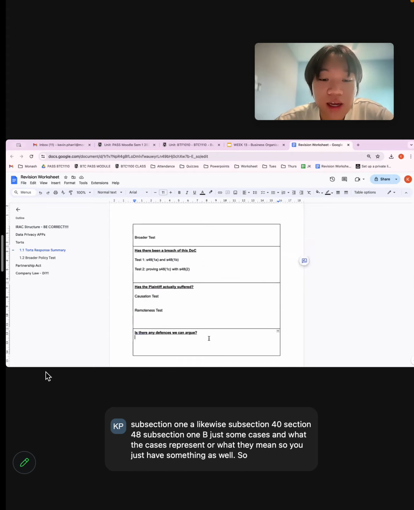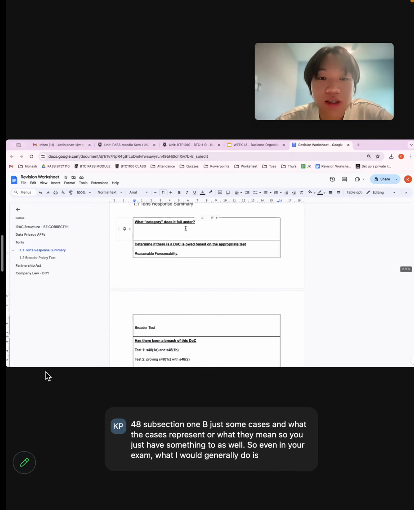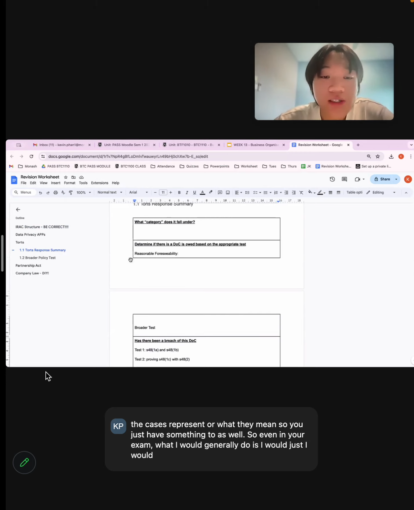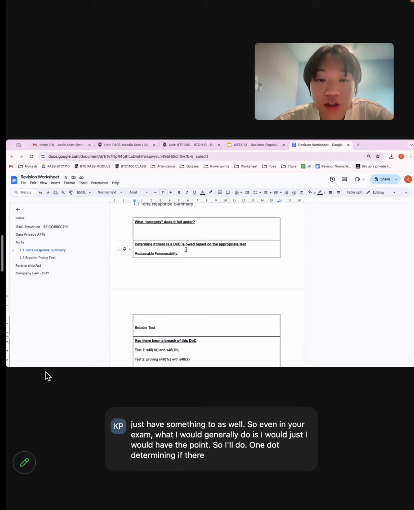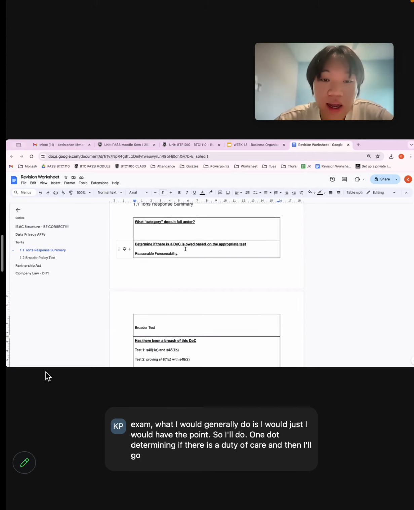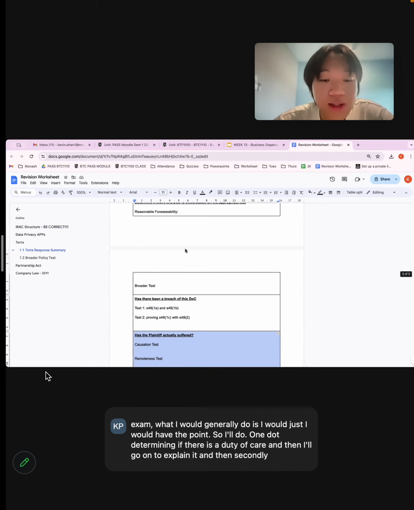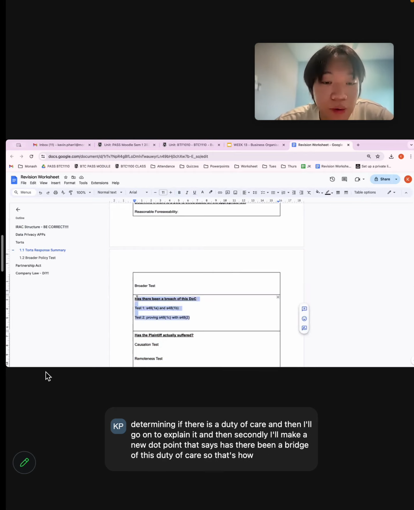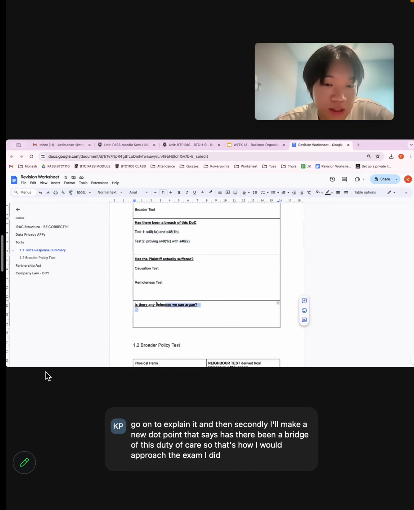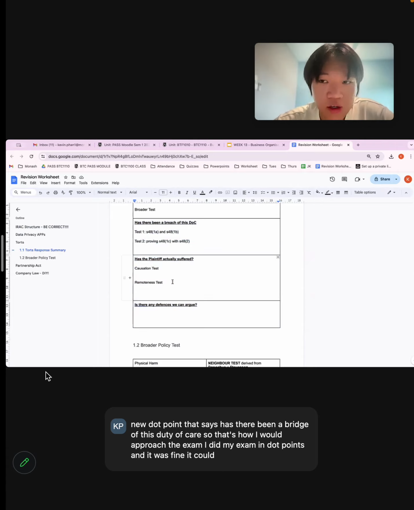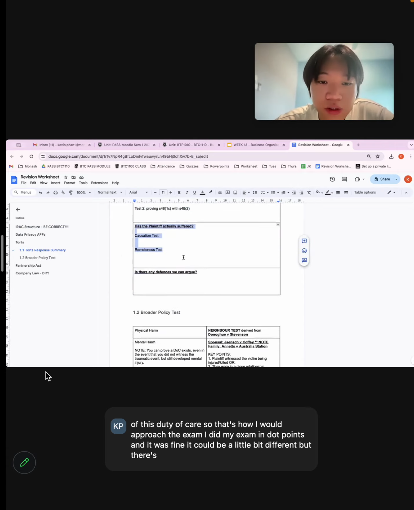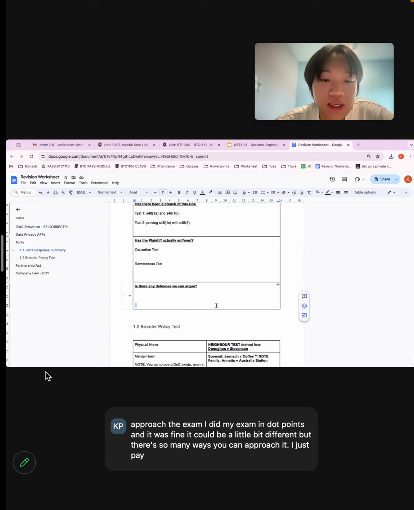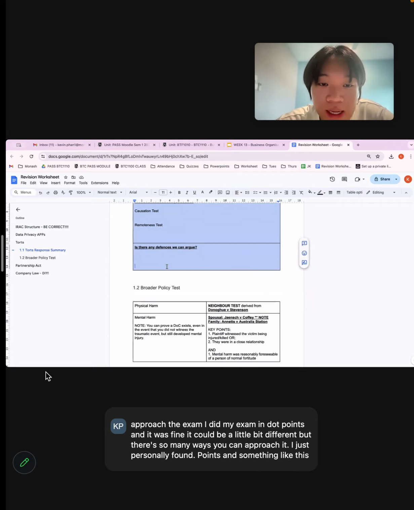So even in your exam, what I would generally do is I would have a dot point. So I'll do 1 dot point determining if there is a duty of care, and then I would go on to explain it. And then secondly, I'll make a new dot point that says, has there been a breach of this duty of care? So that's how I would approach the exam. I did my exam in dot points and it was fine. It could be a little bit different, but there's so many ways you can approach it. I just personally found dot points, and something like this worked out really well for me.